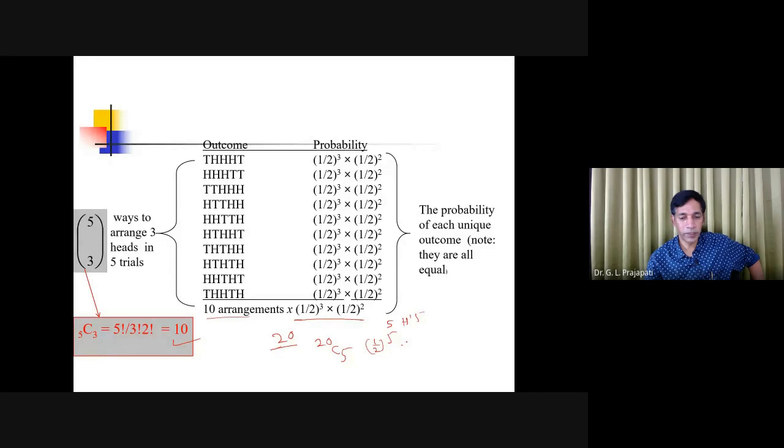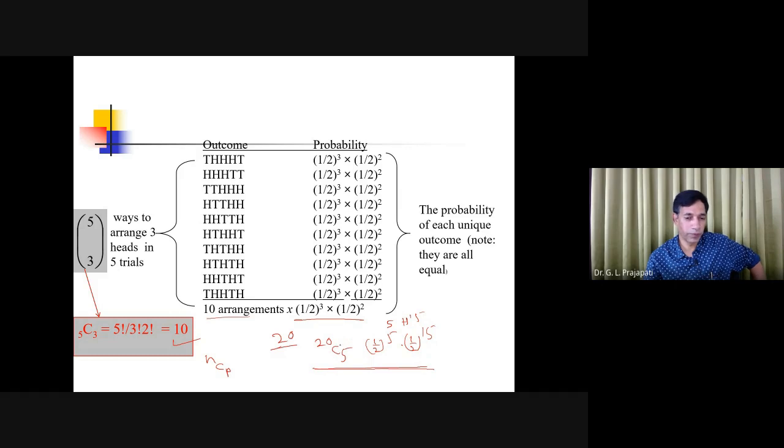So how many times does tail come? 1 by 2 raised to power 15. And from this you get the formula. Whenever you go for the binomial distribution, you will find a formula like this: the number of trials, and then how many successes you want. Success means head, for example, 5 times head.